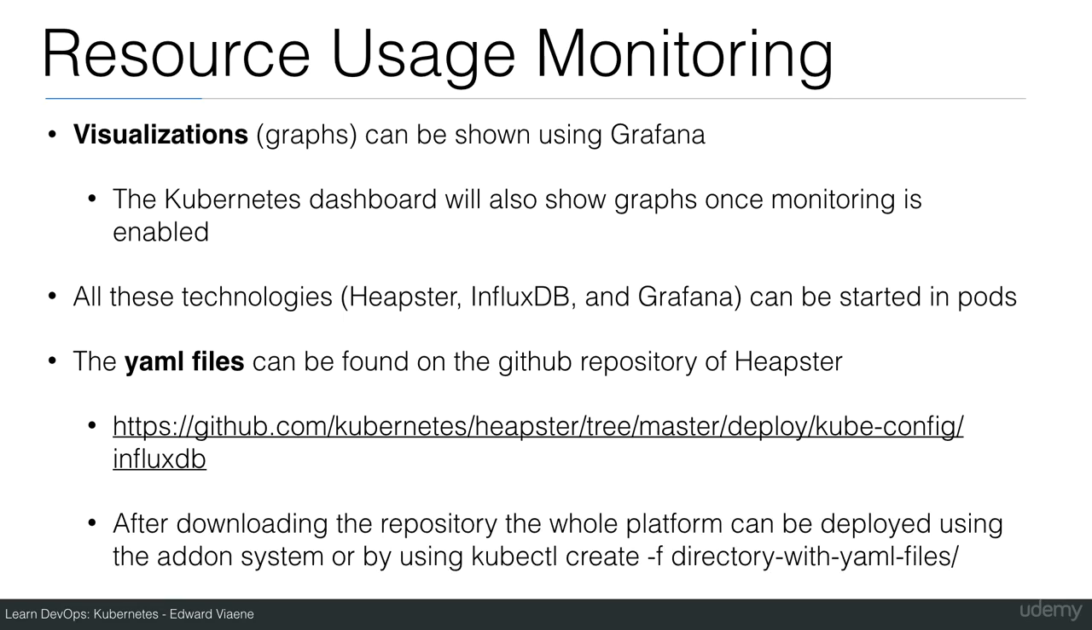After downloading the repository, the whole platform can be deployed using the add-on system or just by using kubectl create -f and then the directory with all the YAML files. If you don't use the add-on system, if you're just going to deploy it using kubectl, then you need to make some changes in the files, which I will be explaining in the next demo.